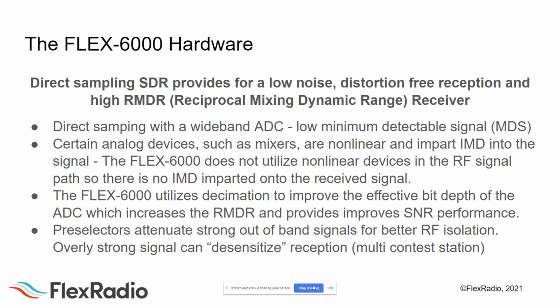The Flex 6000 utilizes decimation to improve the effective bit depth of the ADC, which increases the reciprocal mixing dynamic range and provides for improved signal-to-noise ratio for performance. The greater your dynamic range of the receiver, the better signal-to-noise performance you can get out of that radio. And last but not least, preselectors. We have preselectors in most of the models of our radios that attenuate out-of-band signals for better RF isolation.